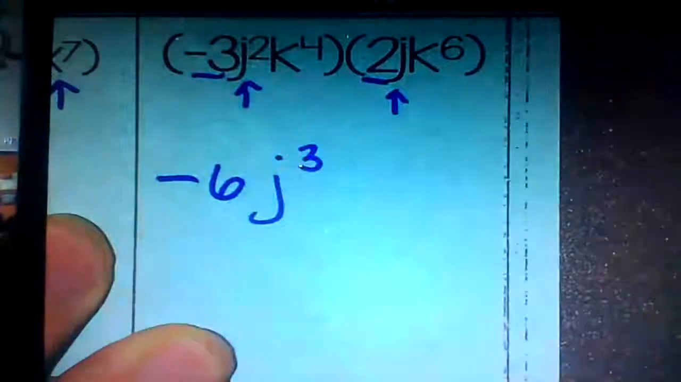J. Careful. There are 3. There are 2 here and 1 here. So J to the 3rd and K to the 10th.